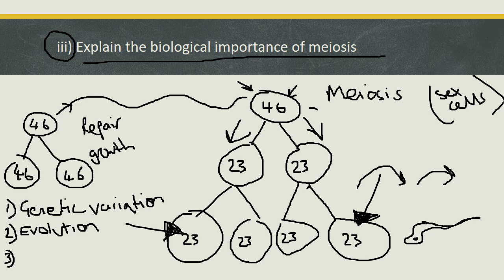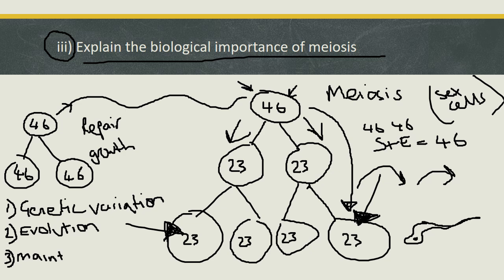We take a cell of 46 and we create cells with 23. So that means when a sperm meets the egg, we create another cell of 46. And so the cycle keeps going. If the sperm had 46 and the egg had 46, we'd obviously have 92. And then if the next sperm had 92 and 92, it would just go up exponentially. So one of the third main reasons why meiosis is important is to maintain chromosome number.